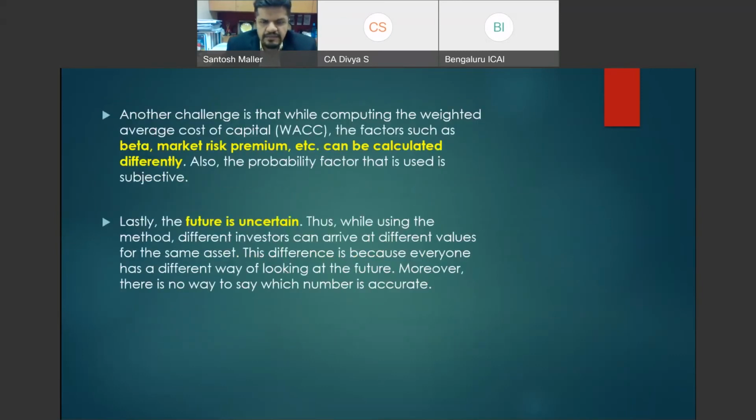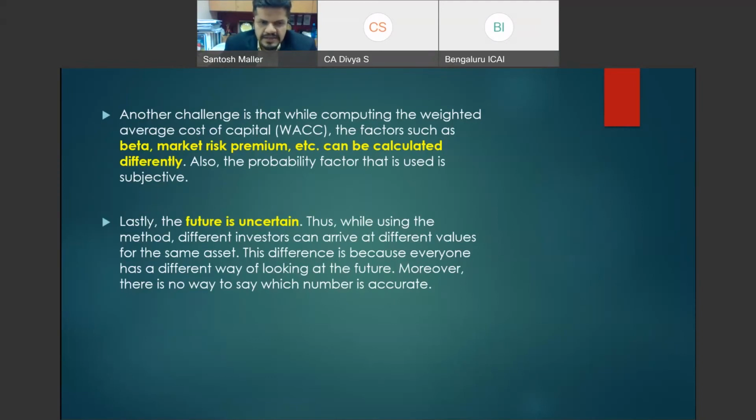Another challenge is that while computing the weighted average cost of capital, factors such as beta, market risk premium, etc. can be calculated differently. Also, the probability factor that is used is subjective. When it comes to the volatility of shares, one of the common variables used is beta. Beta is a measure of how volatile your share is as compared to the general market. So anything in excess of 2.5 beta implies that your shares are extremely volatile.